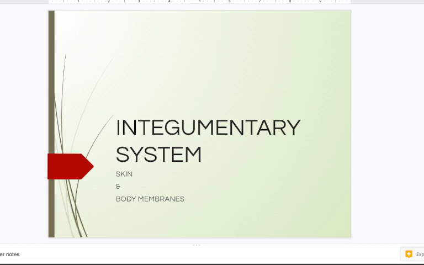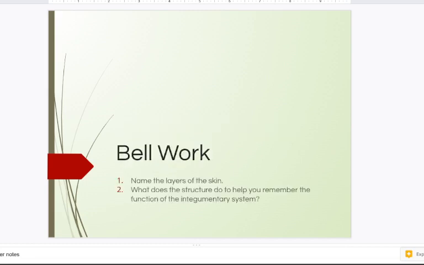Please pause the screen to complete your bell work for the day. You should be able to name the layers of the skin and understand a little bit about the function from the introductory video posted last week. Go ahead and pause your screen to complete the bell work.